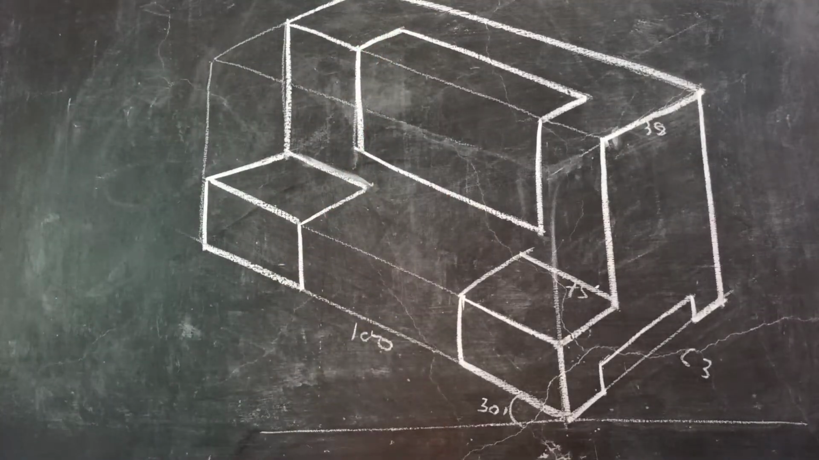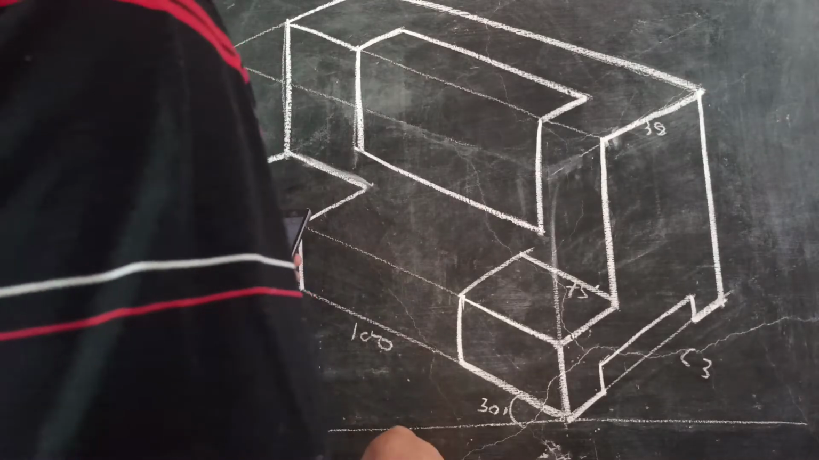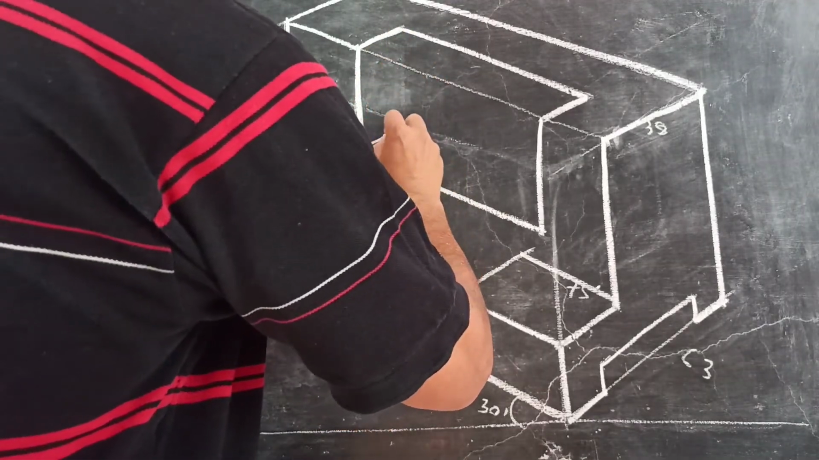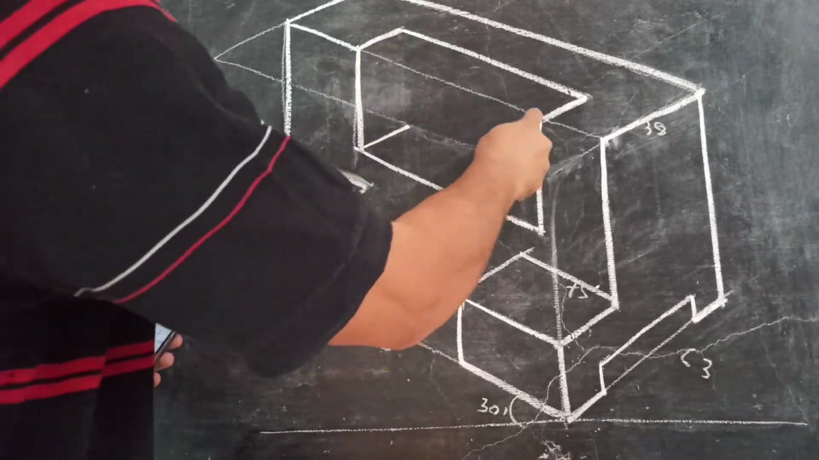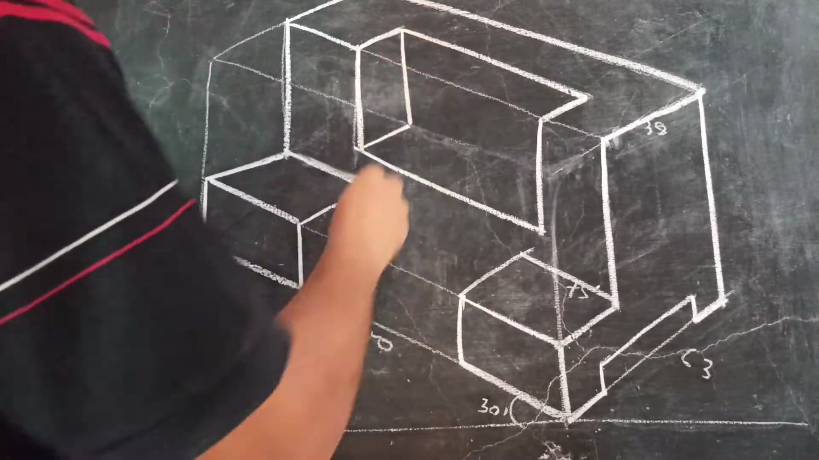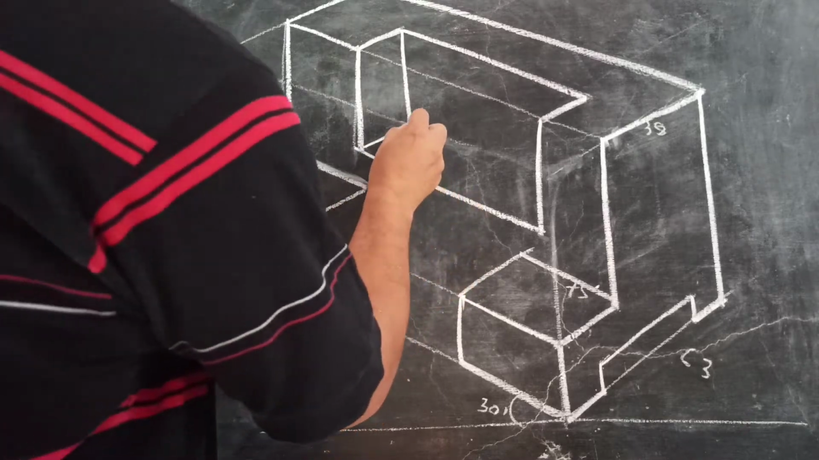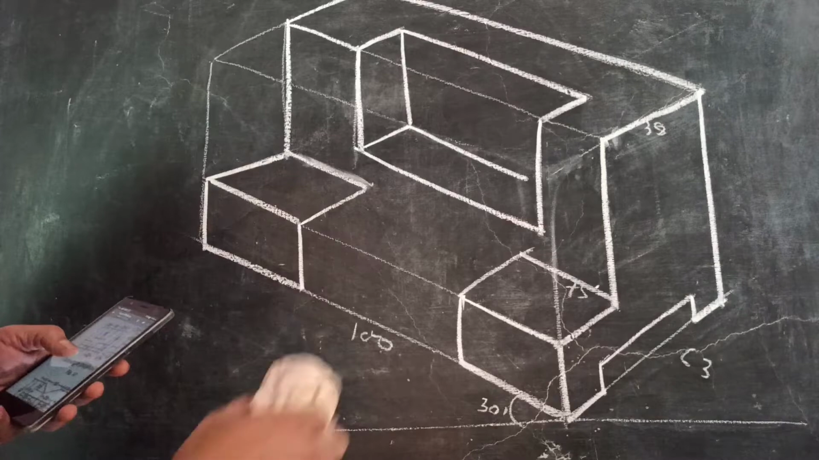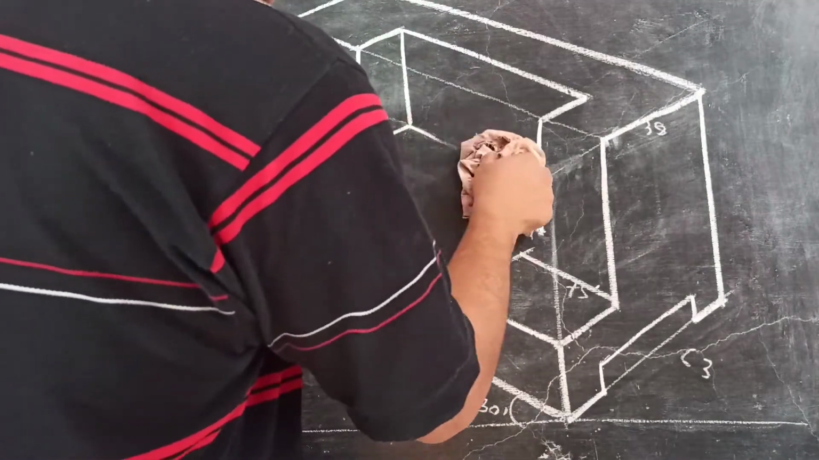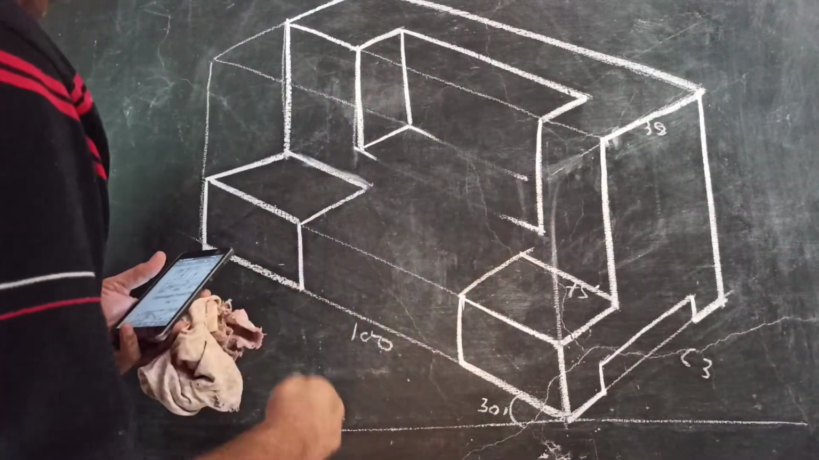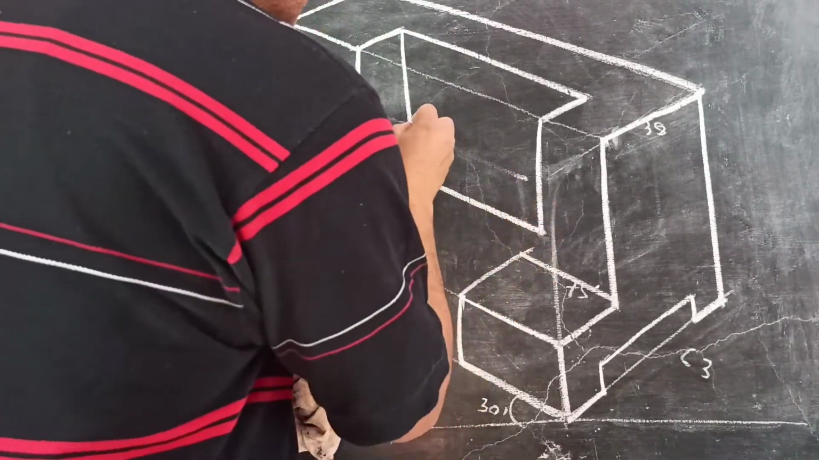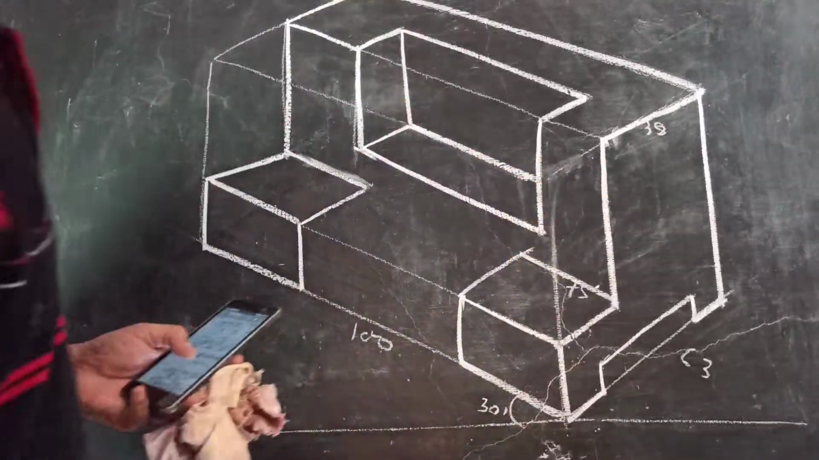Now there is the groove inside here. From here draw a line parallel to this. From here draw a line parallel to this. And from here draw a line parallel to this. So you can get the lines, like this.